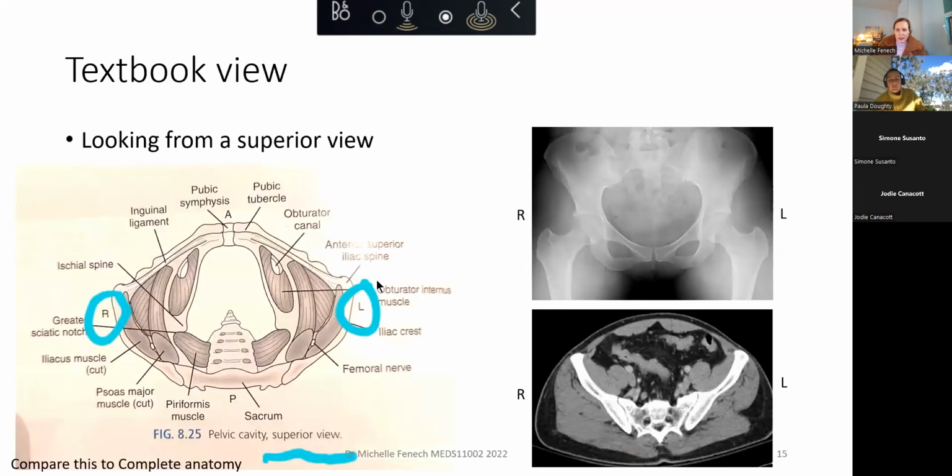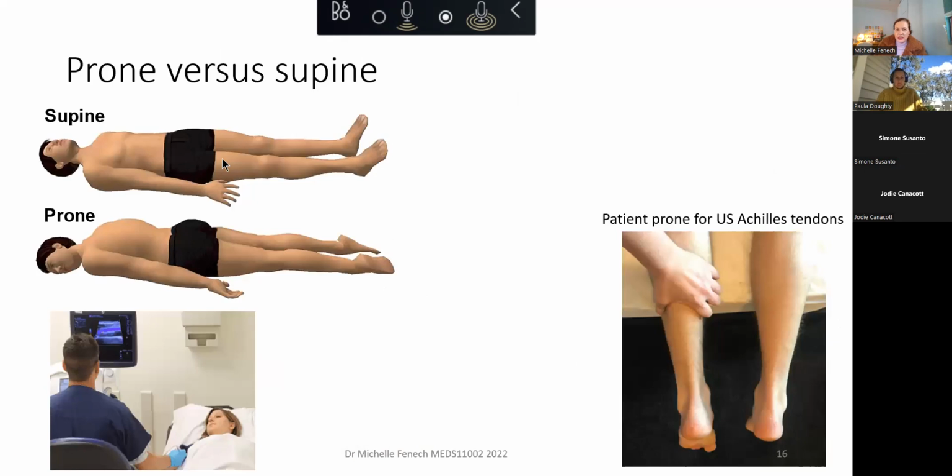I'm going to skip through here. Everyone understands prone versus supine? Now, the reason I've got this is most of our ultrasound patients will be supine, except for maybe when we're scanning the Achilles tendon. If you don't know where your Achilles is, it's this thing here on the back of your heel, the back of your ankle. It's a tendon. And so we need to roll a patient on their tummy to put the probe on that, because it's hard to put the probe on it when they're lying supine like that.